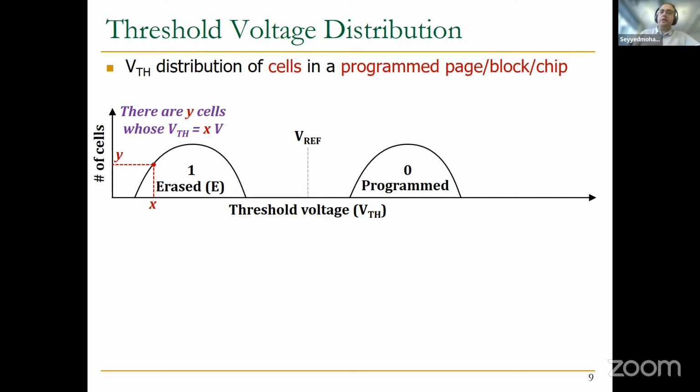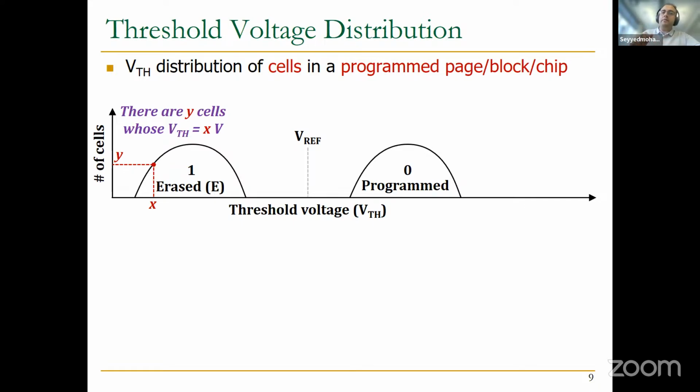So you will have a range for the erased ones, for those cells that you consider as erased. That threshold voltage is the nominal one. It's also not one unique value because of the process variation, so you will have different threshold voltages.